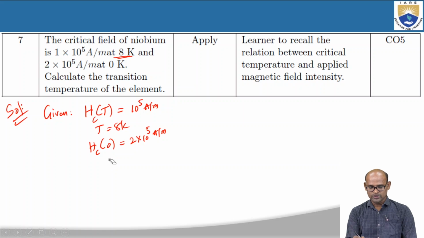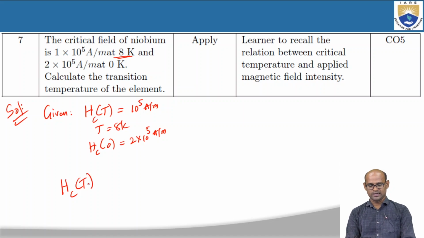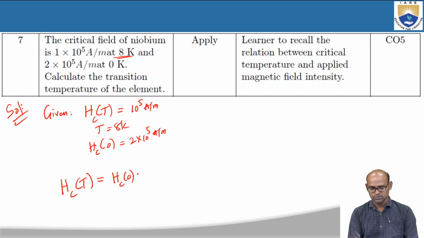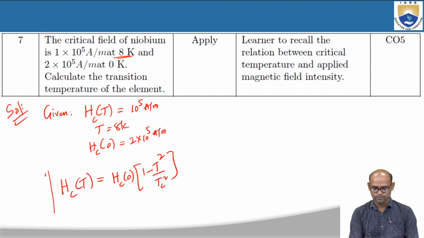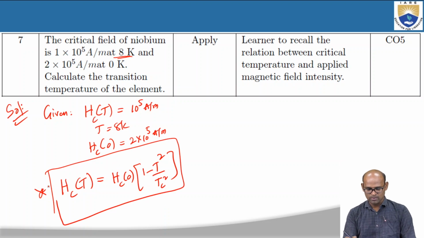Okay, so we need to calculate Tc. We know the formula between Hc, Tc and T. Hc of T is equal to Hc of 0 into 1 minus T square by Tc square. So this is the formula we need, and using it we are going to write this equation.